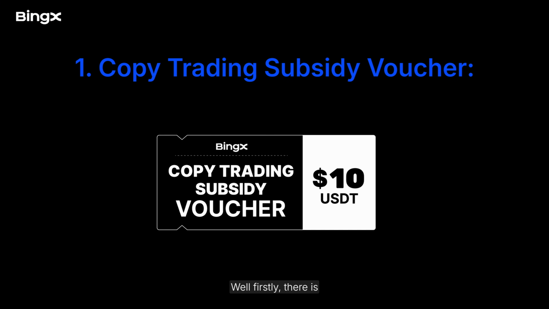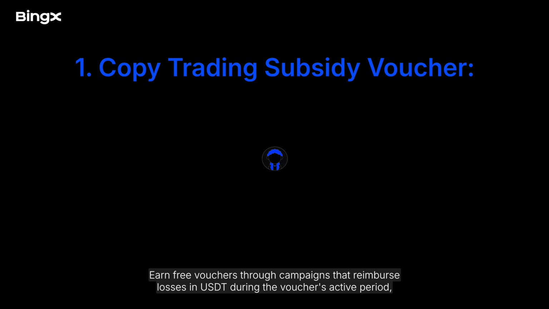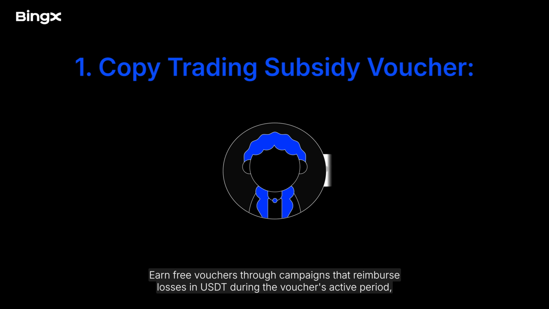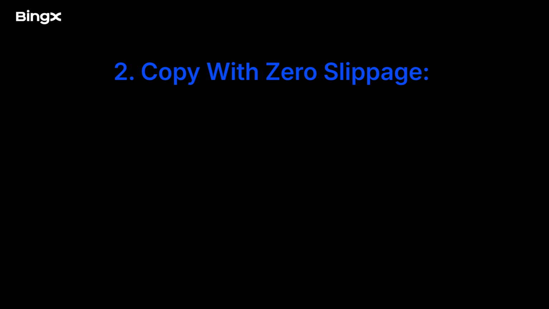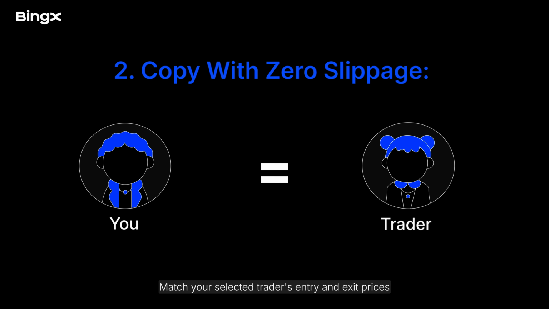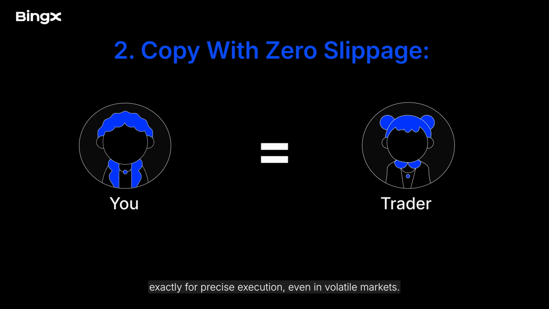Well, firstly, there's Copy Trading Subsidy Voucher. Earn free vouchers through campaigns that reimburse losses in USDT during the voucher's active period, reducing the risk for new users. There's also Copy with Zero Slippage. Match your selected trader's entry and exit prices exactly for precise execution, even in volatile markets.